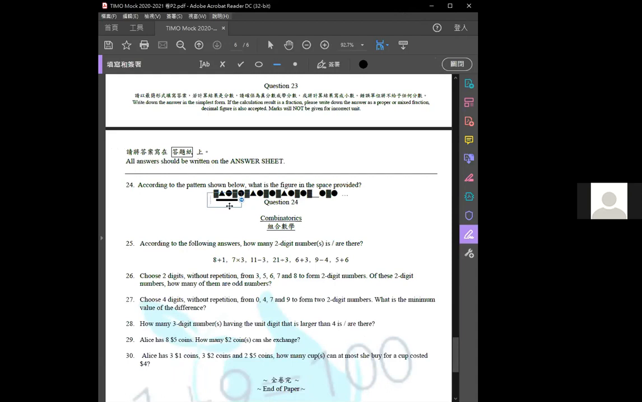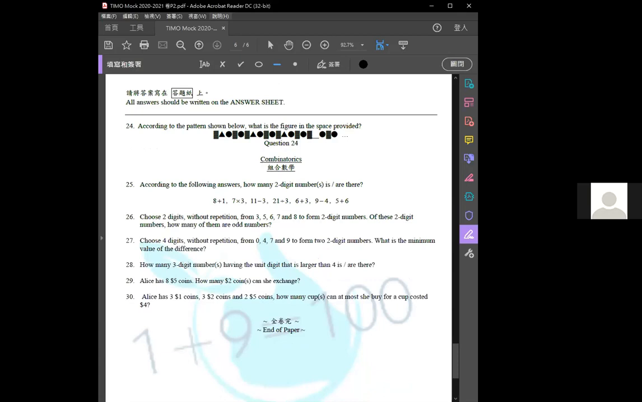Five figures are one group, and then five figures are one group, right? The pattern is rectangle, triangle, circle, rectangle, circle, and then rectangle, triangle, circle, rectangle, circle. So in this case, we understand that this one should be a triangle, just like it is the second one in the pattern. So it should be a triangle for the 24th.